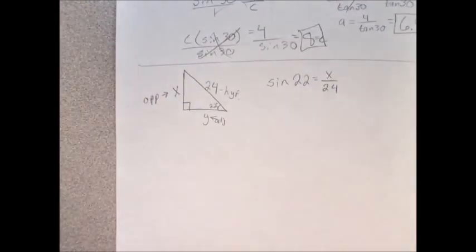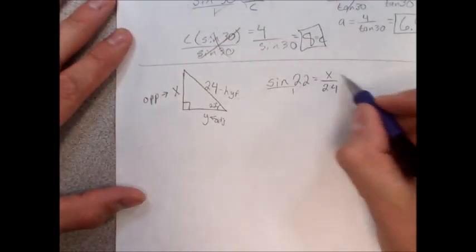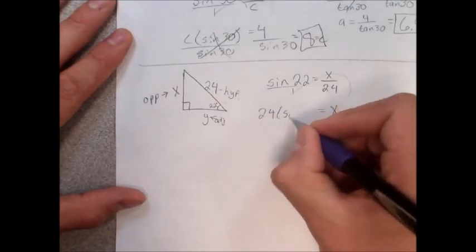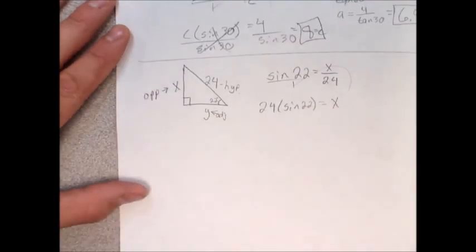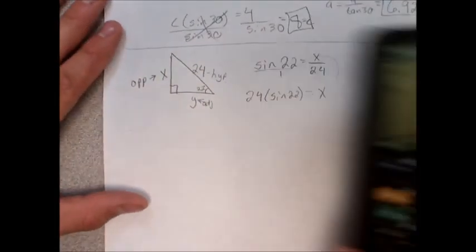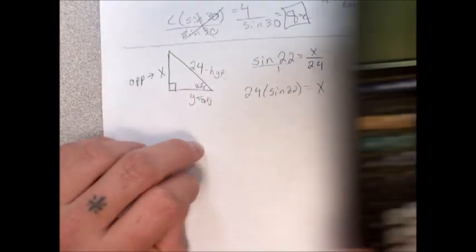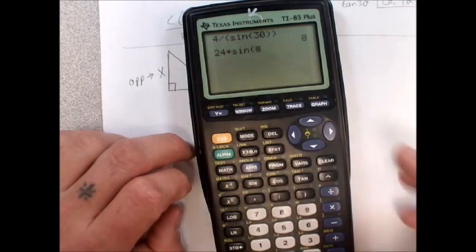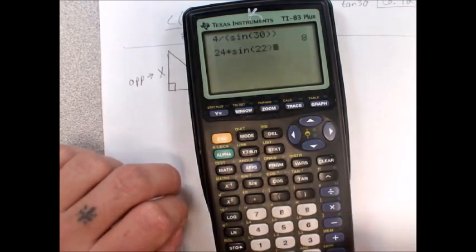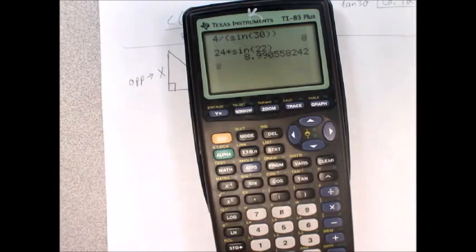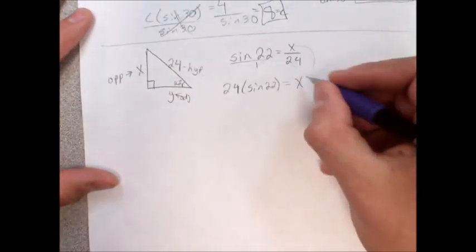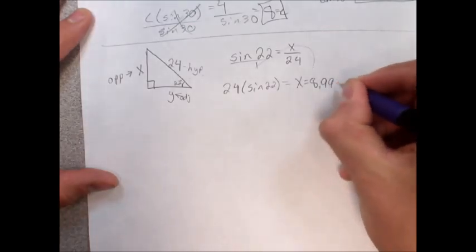Now this one's a lot easier. So if I put this over 1 again and I do my cross multiplication, I get X is equal to 24 multiplied by sine of 22. And that's really easy because X is already by itself, right? Type it in. So I have 24 multiplied by sine of 22. It spits out a number, 8.9905. So I'm going to round that to 8.9906. Any questions?